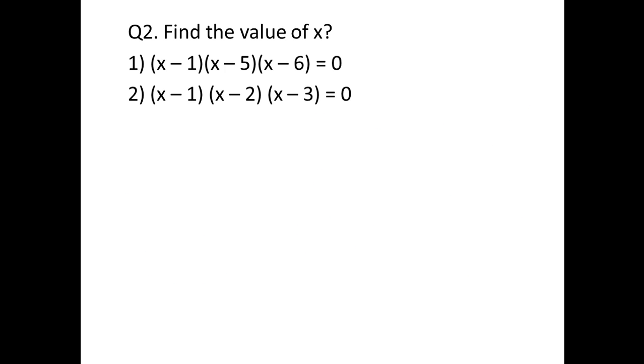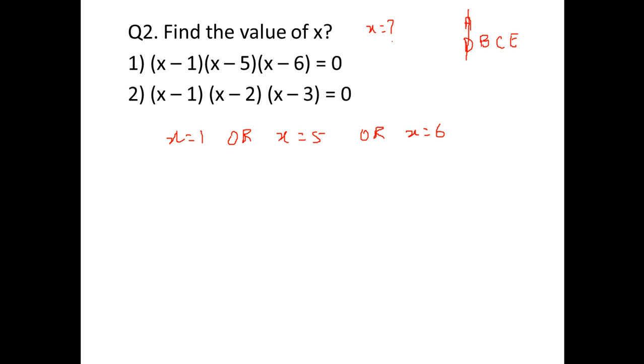This is the second question. The question is almost same as question number 1 with small change. Again the question is same, we have to find the value of x. Write your answer choices the same way: A, D, B, C, E. First statement is same, product of three terms is equal to 0. So I can say either x is 1, or x is 5, or x is 6. So again I'm getting more than one value from the statement 1. So statement 1 is not sufficient, we eliminate AD.